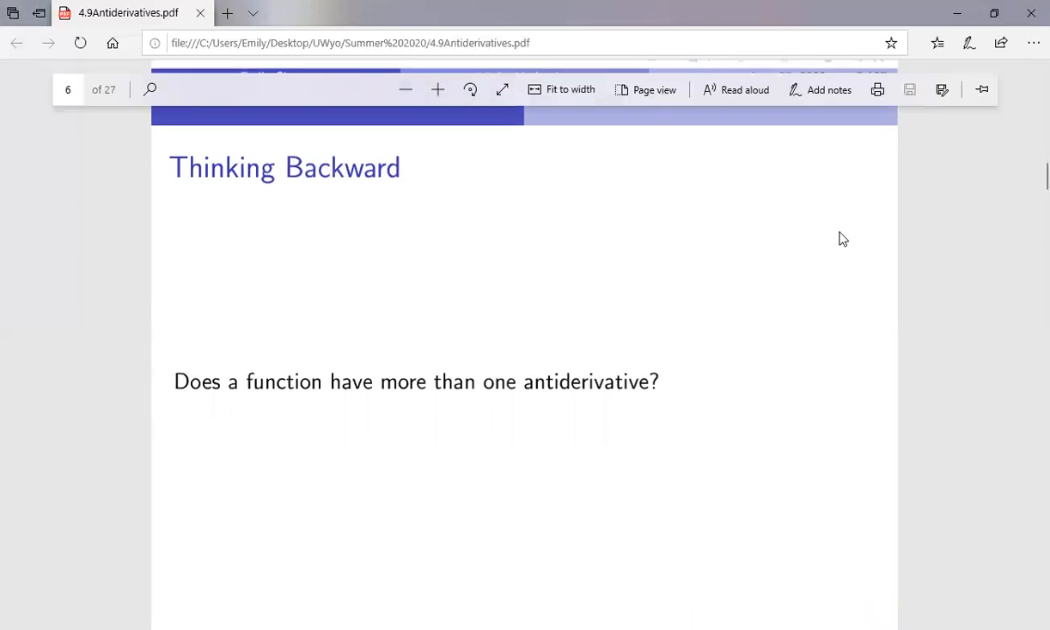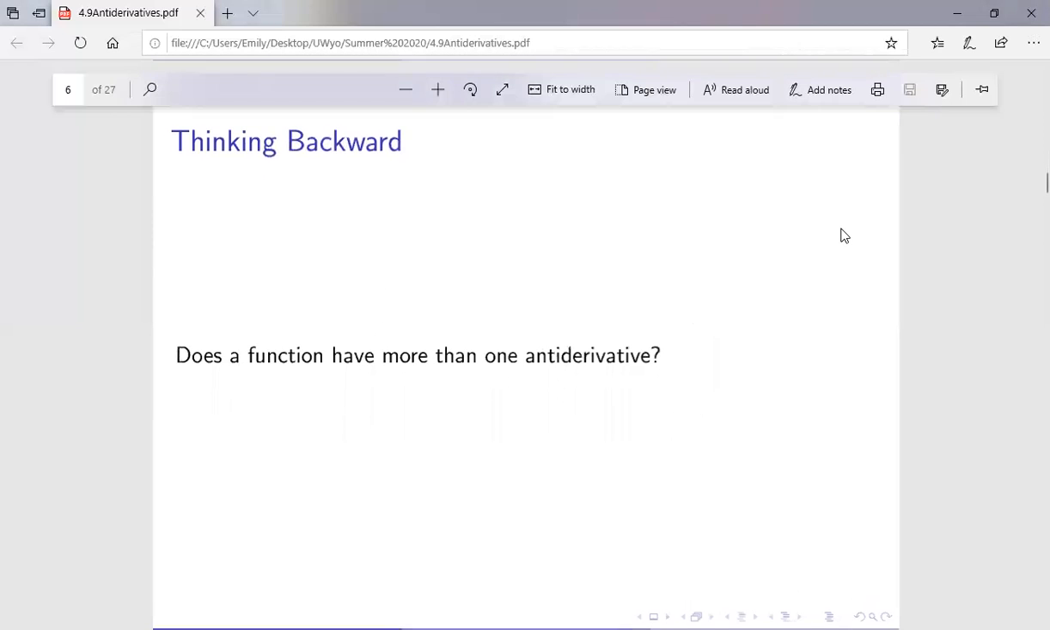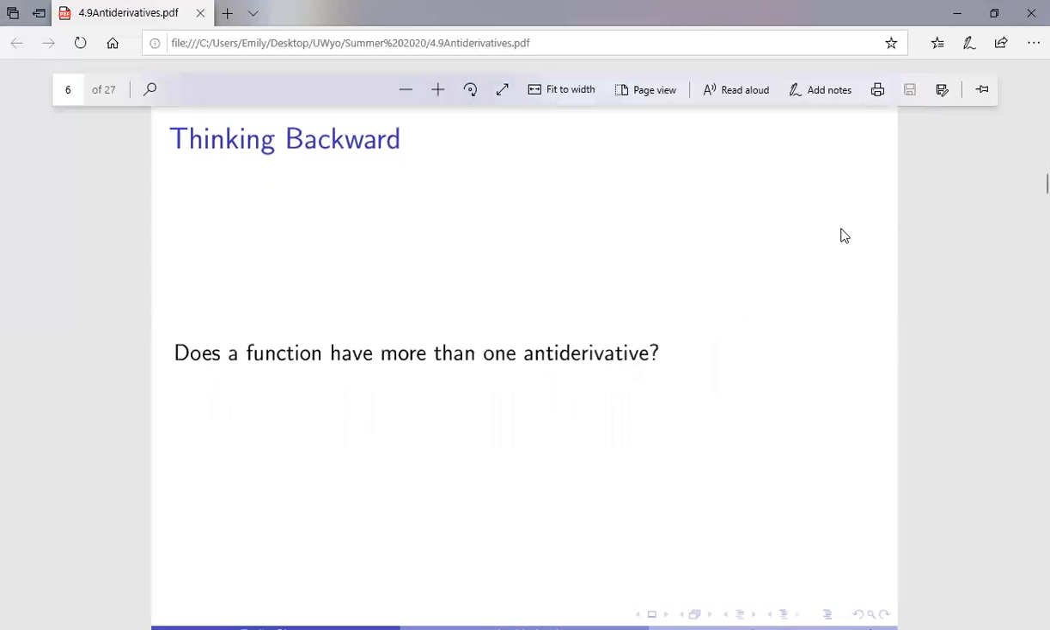So here's another question for you, and go ahead and think on this. Does a function have more than one antiderivative? Go ahead and spend a moment or two thinking about what this question could possibly mean, and then continue on in a moment.